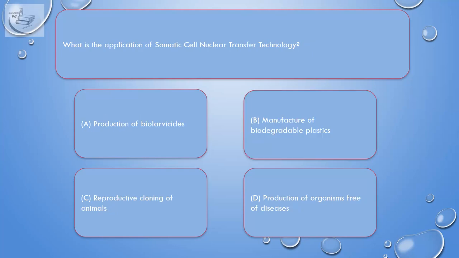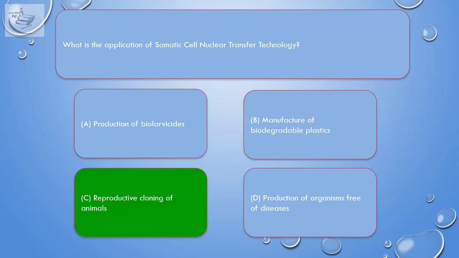Question: what is the application of somatic cell nuclear transfer technology? A. Production of biolarvicides. B. Manufacture of biodegradable plastics. C. Reproductive cloning of animals. D. Production of organisms free of diseases. Correct answer is C. Reproductive cloning of animals.